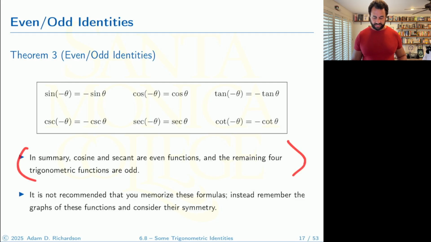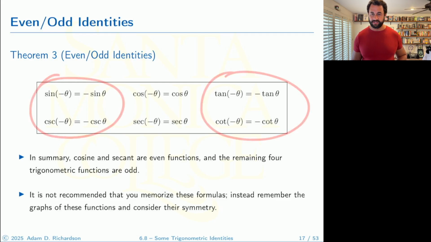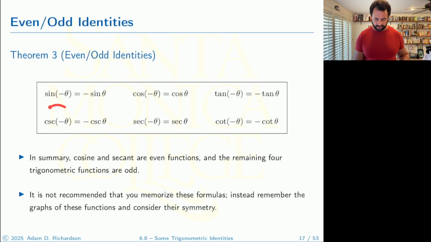So in summary, except for cosine and secant, all the other functions are odd. So these ones are even functions, and these ones are odd functions. Wait, sorry, my bad. I had that totally reversed. Forget I said that. These functions are odd functions, and these two are even. And again, reciprocation doesn't change that evenness or oddness. So if you know that sine is an odd function, its reciprocal is also an odd function. Same thing with cosine. If you know that it's an even function, its reciprocal is going to be an even function.